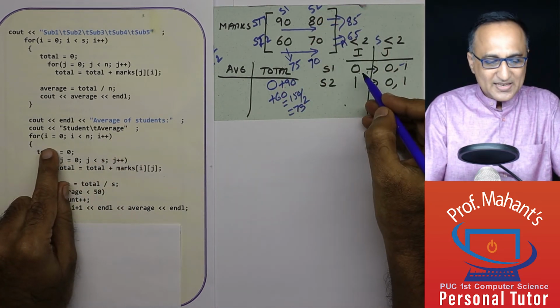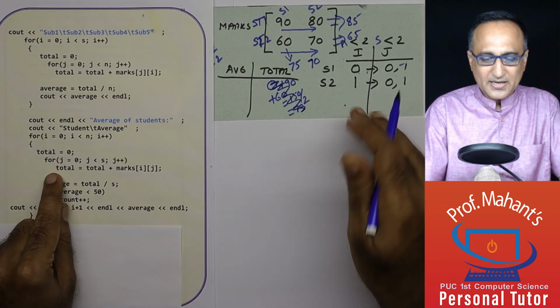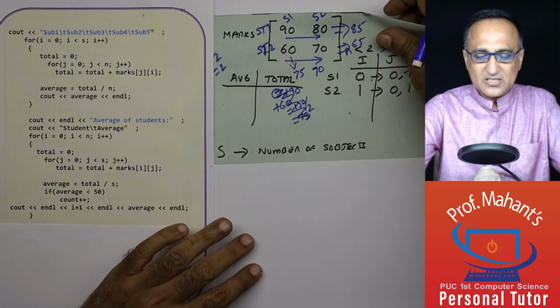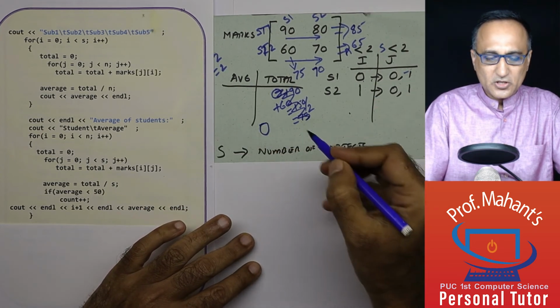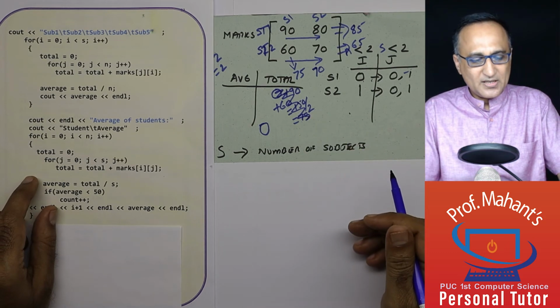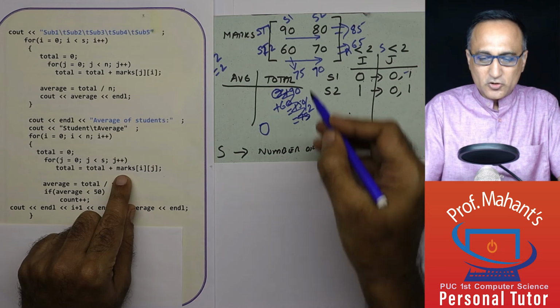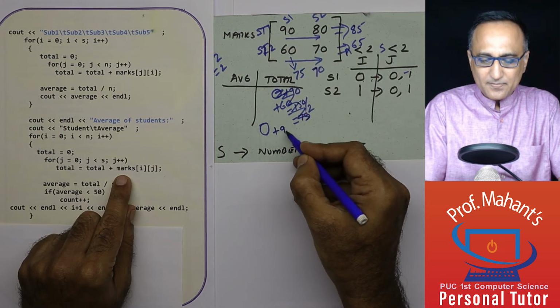So now again I is 0. J is also back to 0. This variable total, let me scratch this out. What I have done with j is I have again made it 0. I am going to show it only for one student. You should easily be able to draw it for the next student. Total is equal to marks of ij. Both are 0, 0. 0 plus 90.